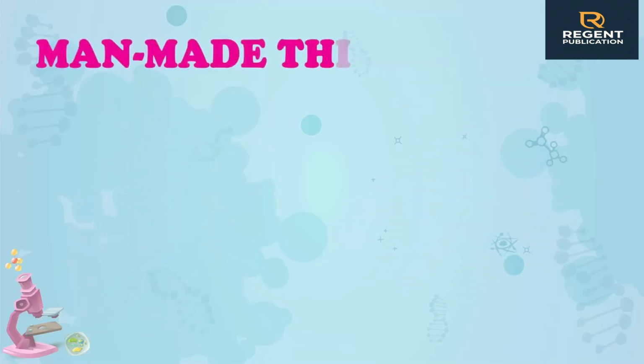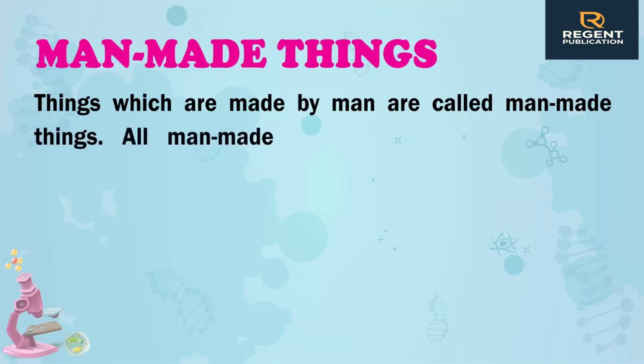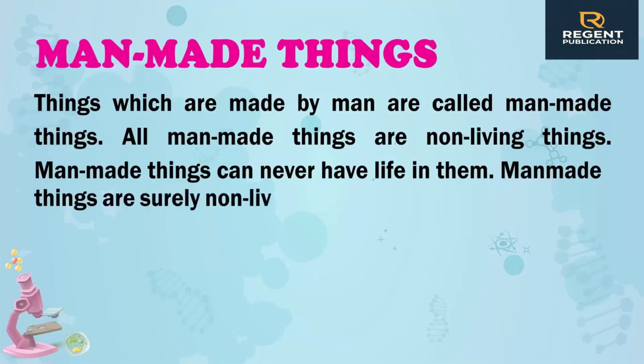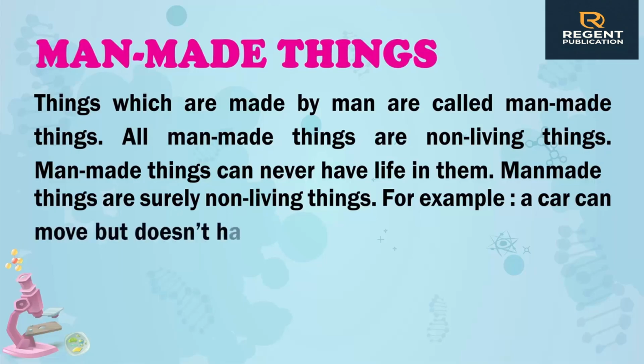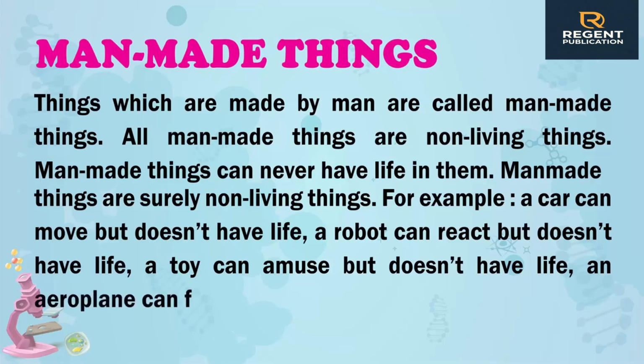Man-made things. Things which are made by man are called man-made things. All man-made things are non-living things. Man-made things can never have life in them. Man-made things are surely non-living things. For example, a car can move but doesn't have life. A robot can react but doesn't have life. A toy can amuse but doesn't have life. An aeroplane can fly but doesn't have life.